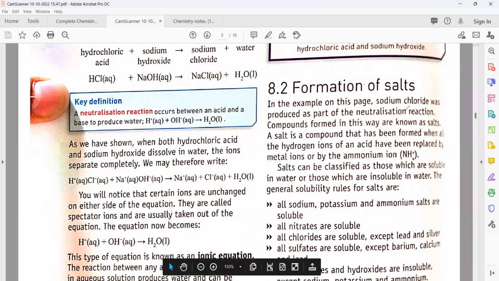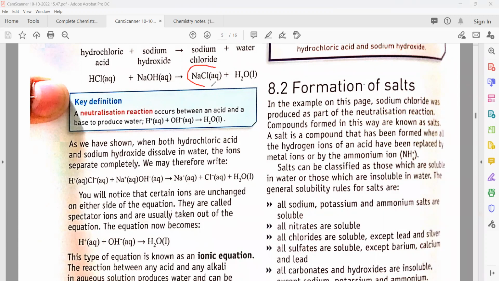In the example on the page, sodium chloride was produced as part of the neutralization reaction. Compounds formed in this way are known as salts. This one, NaCl, is called your salt. A salt is a compound that has been formed when all the hydrogen ions of the acid have been replaced by a metal ion or by the ammonium ion.